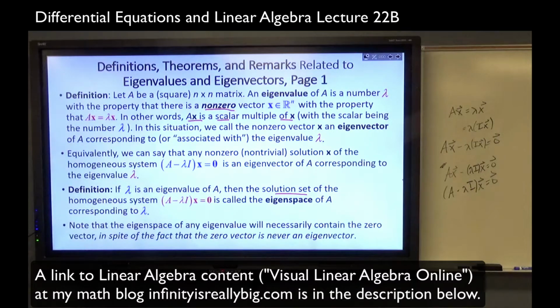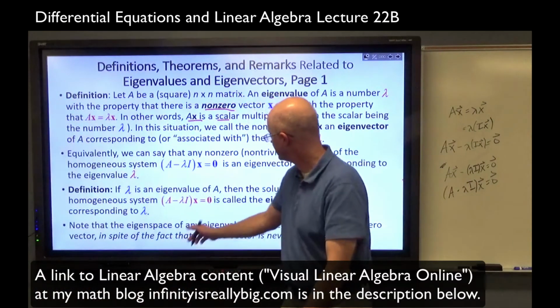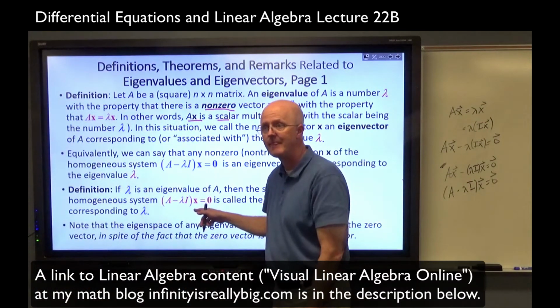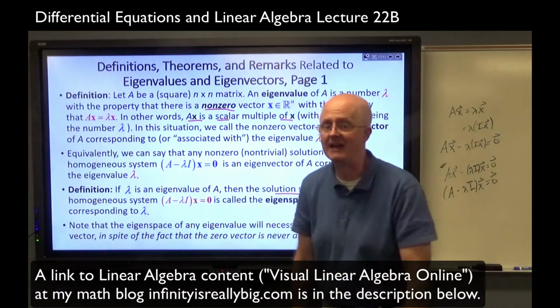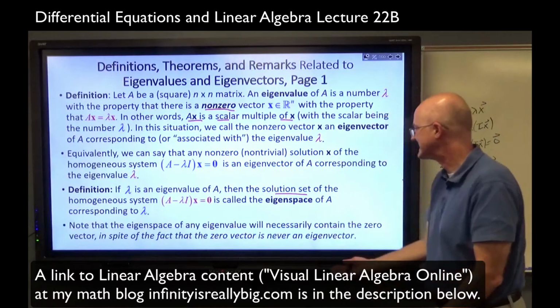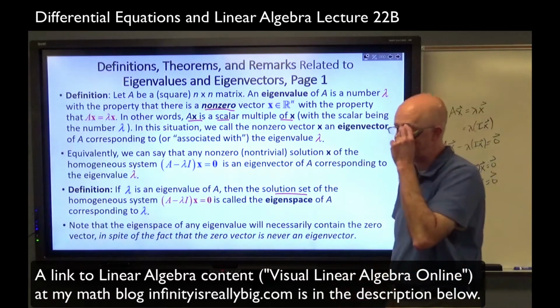Note that the eigenspace of any eigenvalue will necessarily contain the zero vector, because the zero vector does solve this equation. The zero vector is in the null space of this matrix, but that doesn't mean 0 is an eigenvector. That's true in spite of the fact that the zero vector is never an eigenvector. Okay, it's still in the eigenspace by default.